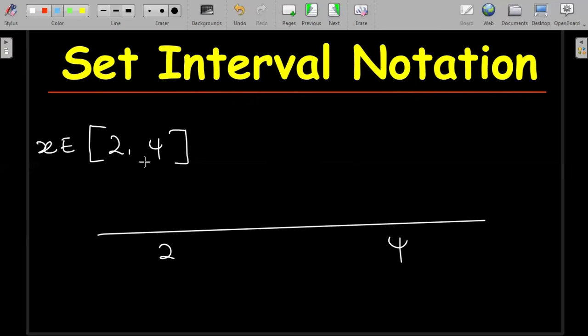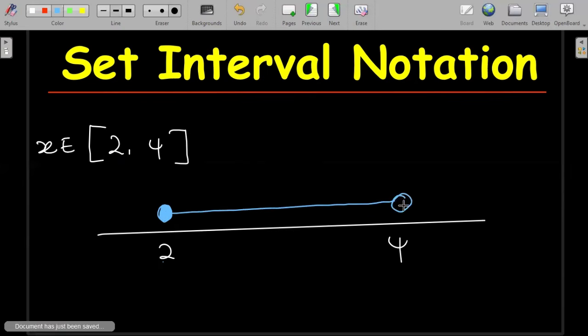Here I have a square bracket, square bracket. So it means this 2 is included, right? So I'll draw a circle there, and I'm going to shade it to show that even this 2 is a part of this set. And then I'm going to draw a line all the way up to 4. I'm also going to shade this 4 like that. So this simply means this is the interval from 2 to 4.